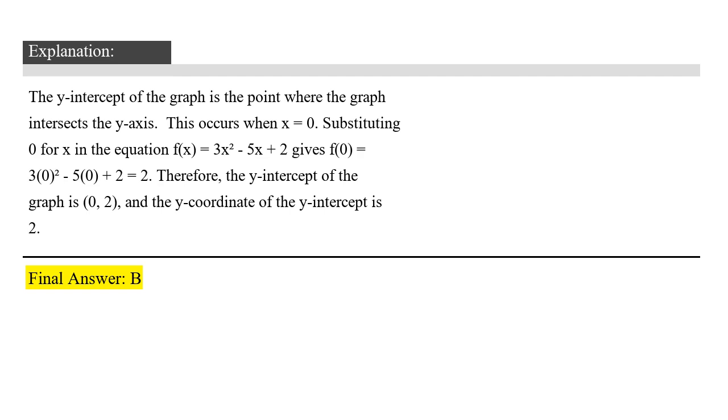The y-intercept of the graph is the point where the graph intersects the y-axis. This occurs when x equals 0. Substituting 0 for x in the equation f(x) equals 3x squared minus 5x plus 2 gives f(0) equals 3 times 0 squared minus 5 times 0 plus 2, which is equal to 2.